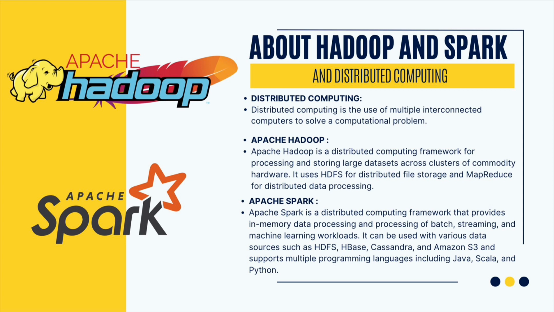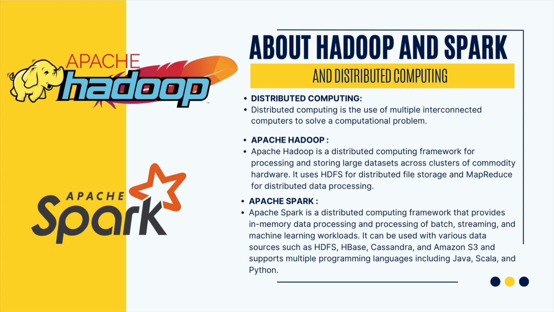Apache Hadoop is a distributed computing framework for processing and storing large datasets across clusters of commodity hardware. It uses HDFS for distributed file storage and MapReduce for distributed data processing. Hadoop is also fault tolerant. It knows hardware failures can and will happen and adjusts accordingly.